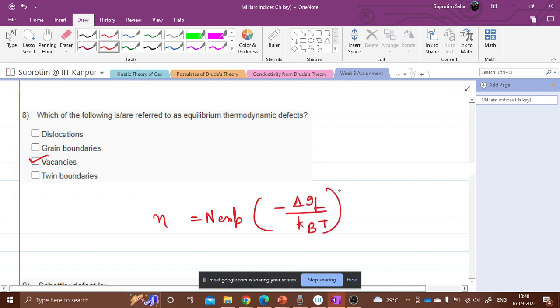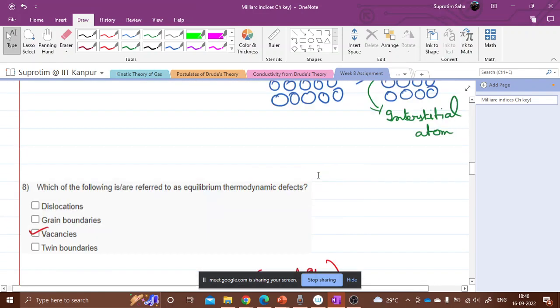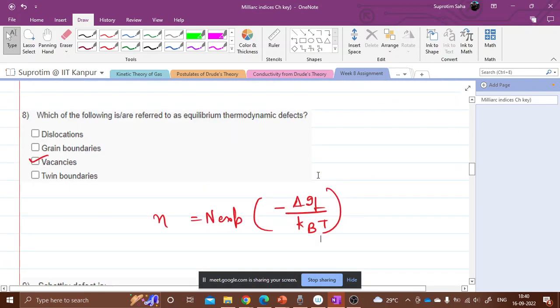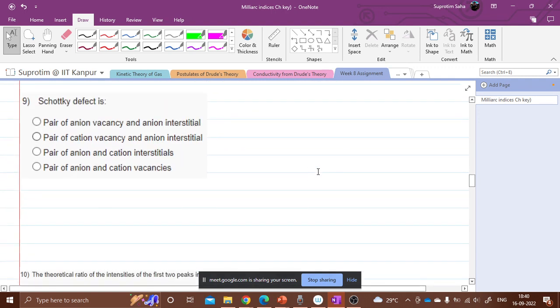So N is the number of sites, and delta F is the enthalpy of having these defects, and kB is the Boltzmann constant, and T is the temperature. So depending on temperature, these vacancies or these defects will be increased or decreased. So vacancies are equilibrium thermodynamic defects. Okay. So a Schottky defect, as I already told you, is a pair of anion and cation vacancies.